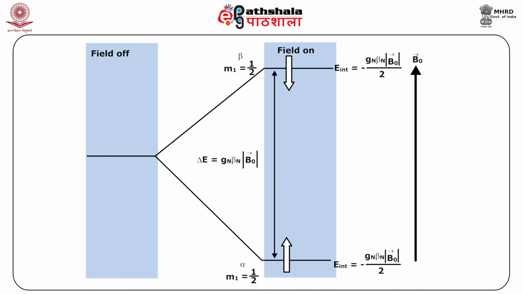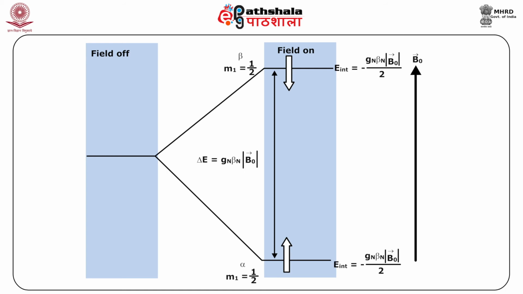So, it is simply equal to Gn beta n B naught, and this is shown in the figure. When the field is off, you have both the states having the same energy, but when the field is switched on, Mi is equal to half will have the lower energy because the energy is given by minus Gn beta n Mi B naught.